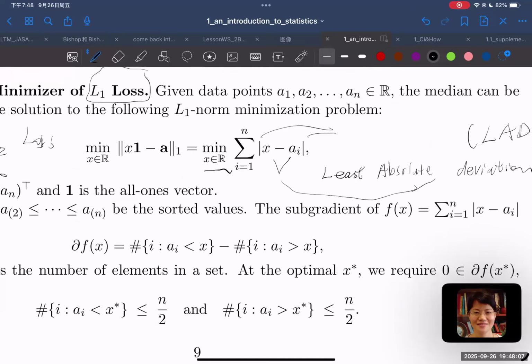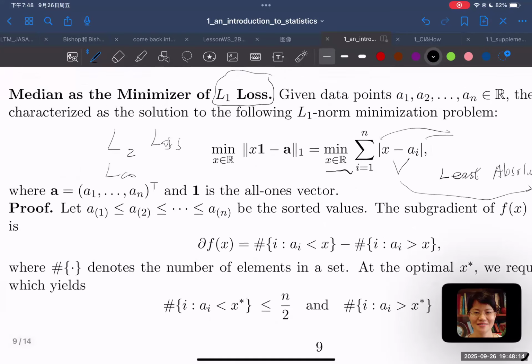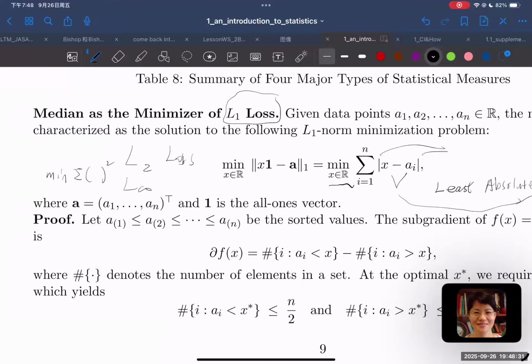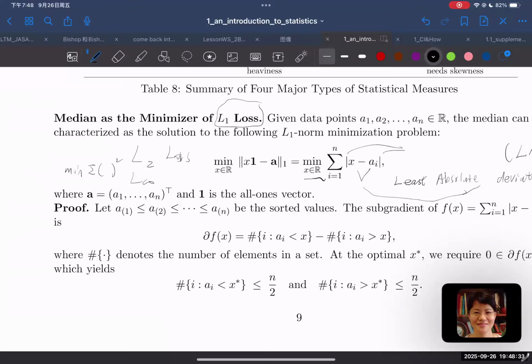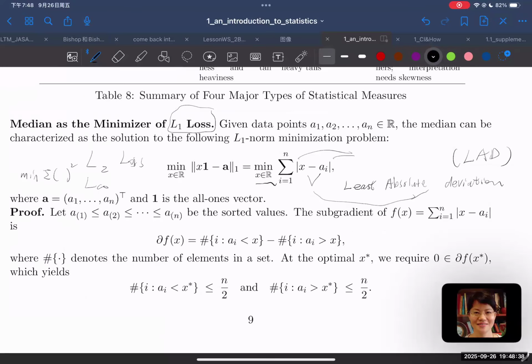But then for L2 loss, what does L2 loss mean? L2 loss just means here you still try to minimize and still use a summation, but here you use the square, right? So this one is an L2 loss. Sometimes people would say this is a square loss, right? This is the square loss. Yeah, so this is the 2. And here for the result, the median is the minimizer of the L1 loss.